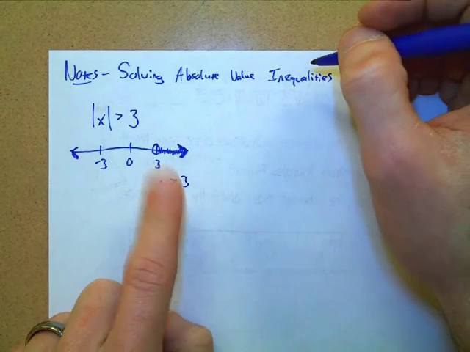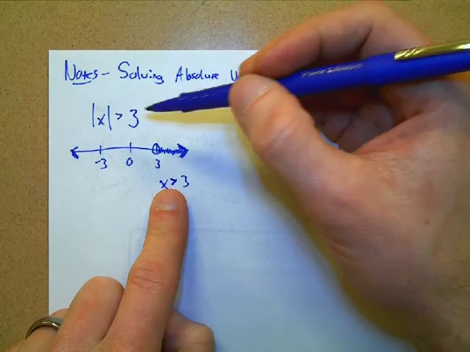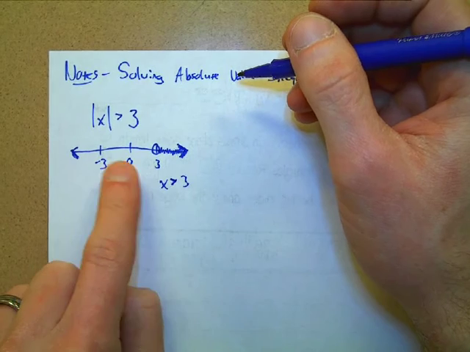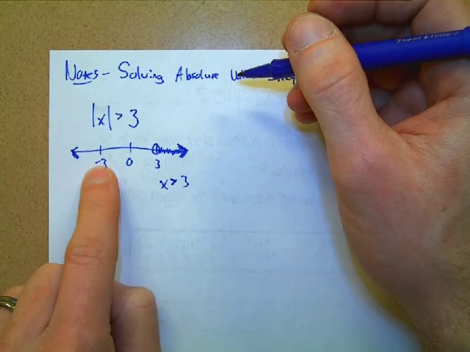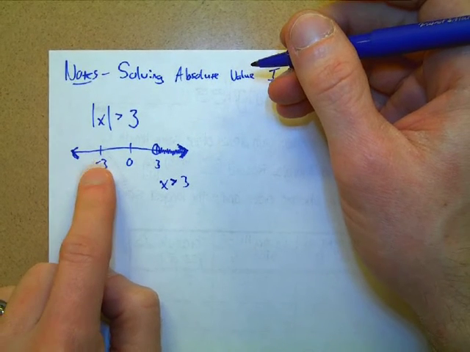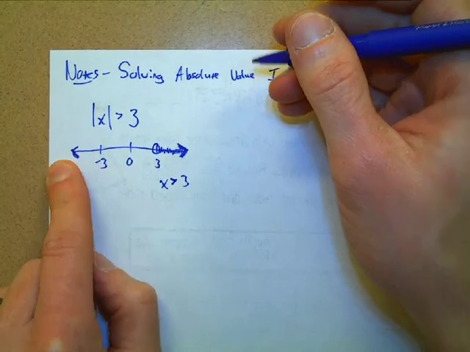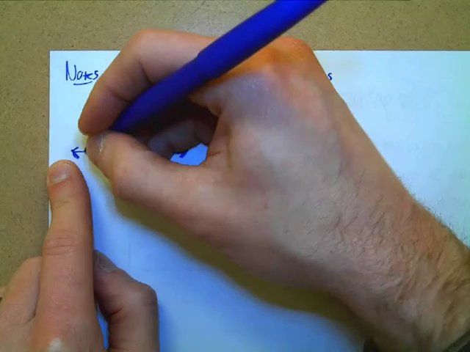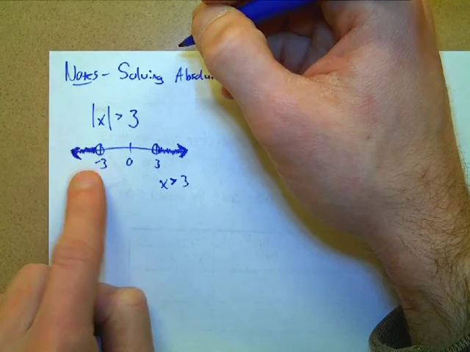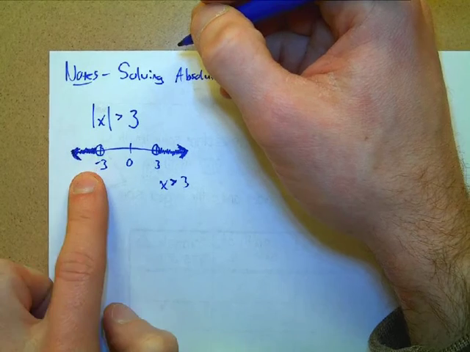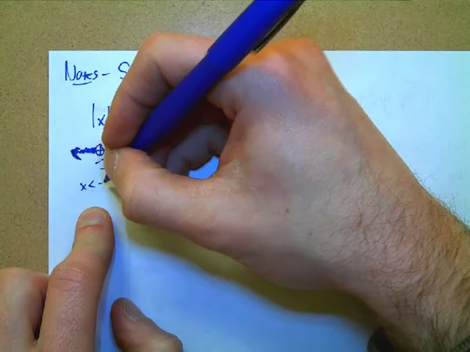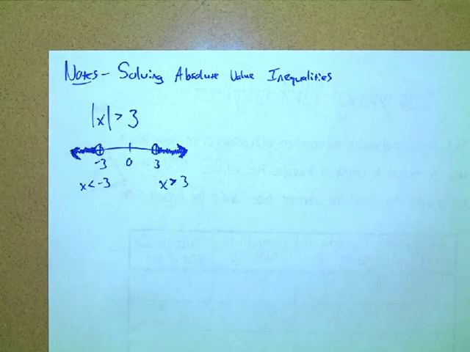However, if I want to be more than 3 units away, I can also go 3 units away in this direction. Negative 3 is also 3 units away from 0. And if I want to be more than 3 units away from 0, which direction should I go from negative 3? To the left. So again, open circle and then shade to the left. What would be the inequality that describes this section? x is less than negative 3, right? Okay.